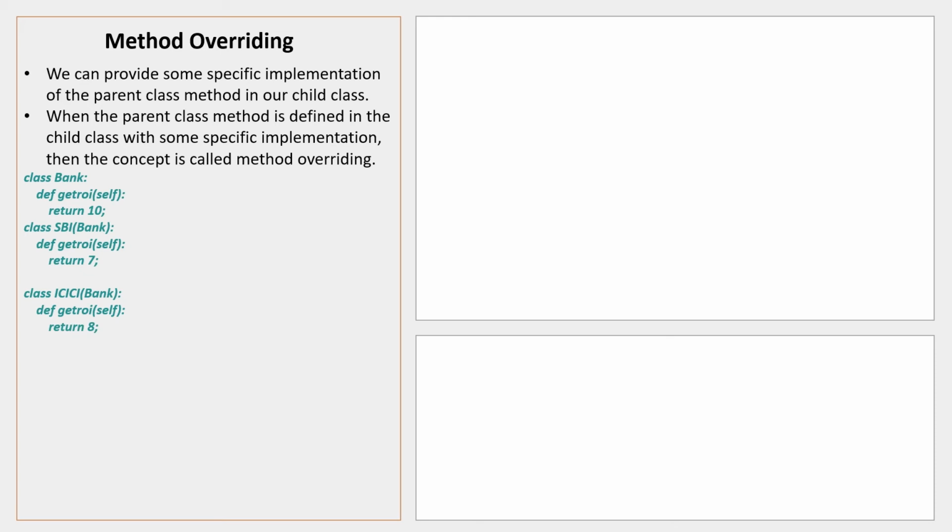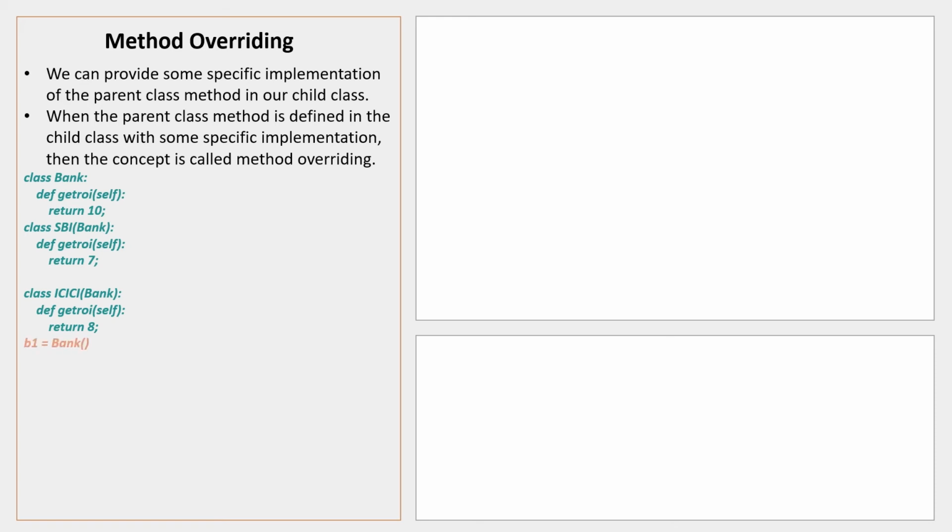So now each has their own implementation of the method. The Bank class, that's the super class, has its own implementation of method getROI. SBI getROI has one implementation. ICICI Bank has its own implementation. Now we will see what result we get when I call those on the objects.